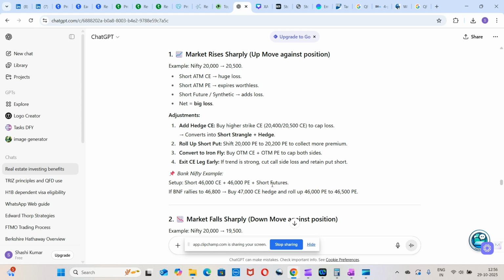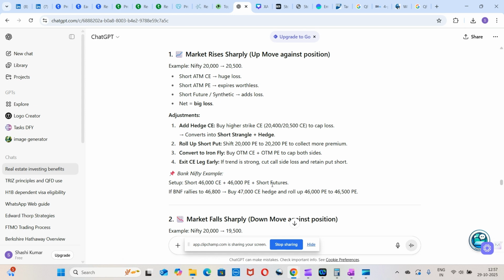So what are the adjustments here? The C that is there, we can add a hedge C, buy a higher strike C to cap the loss, and this converts it into a short strangle plus hedge. So add a higher strike C. That's the first adjustment. The second one is you can roll up the P to collect more premium. You can roll up the P because the market is going up, so the P is in your favor, and rolling it up will get you more premium.